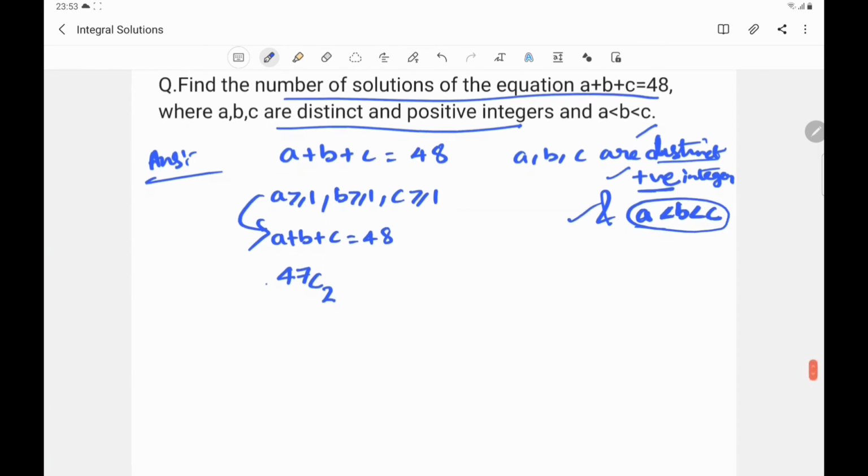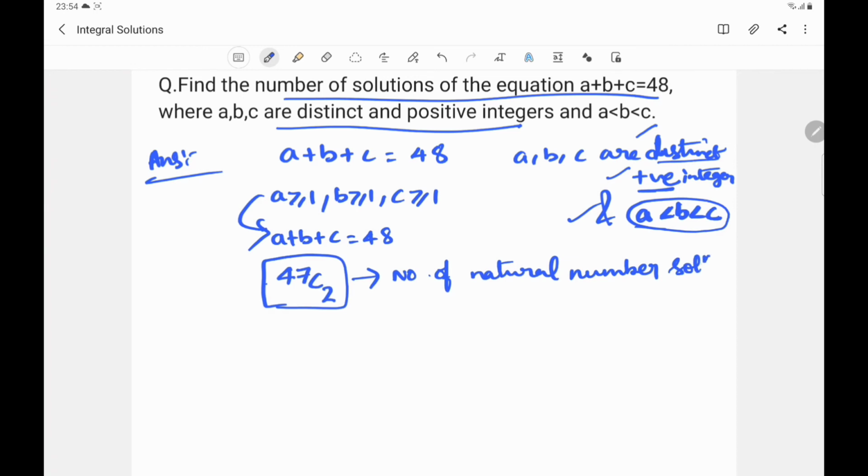Now, in this solution, there are these many natural number solutions. Out of these many natural number solutions, let us solve this completely. 47 C2 is nothing but 47 into 46 divided by 2, which is 23. So this is nothing but 23 into 47. Let us leave it here, we shall solve it later.